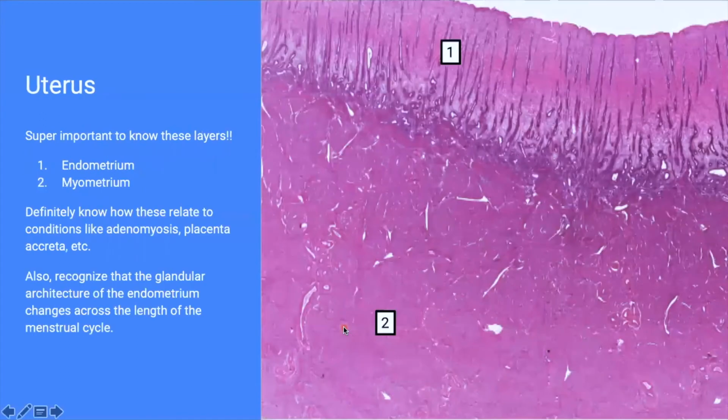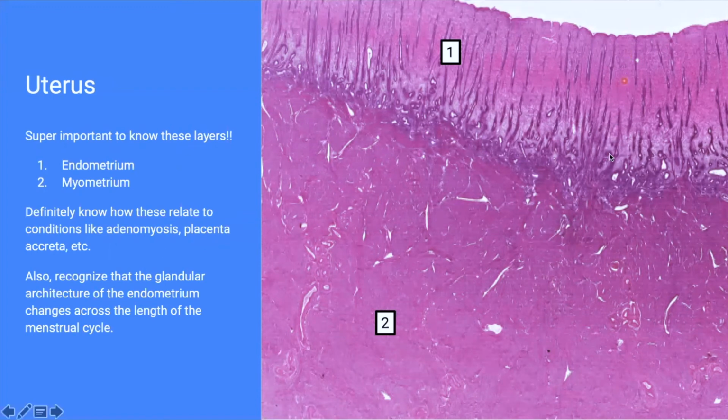All right, let's turn our attention to the uterus now. There are super important pathology correlates associated with the uterus, specifically adenomyosis or placenta accreta or increta. Those pathologic conditions are really dependent on if you know the layers and the general organization of the uterus.